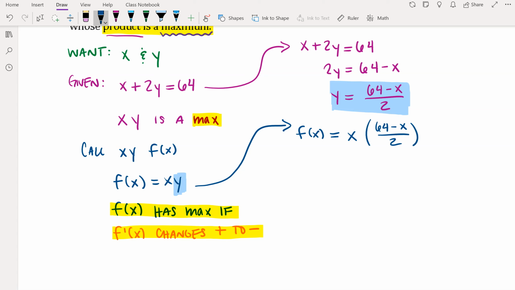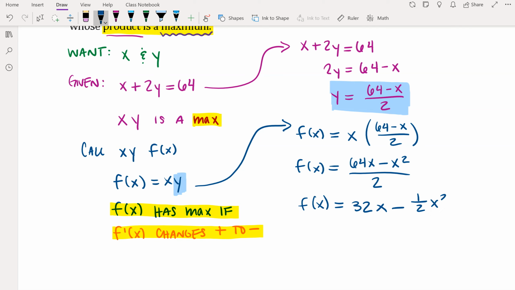Now, we know that we're going to need to take the derivative of f of x, so let's make that easier so that we don't have to use a product rule. Let's distribute that x. I'm just simplifying f of x. We get 64x minus x squared, that x distributes to the numerator, divided by 2. I can simplify this even more so that I don't have to use a quotient rule. f of x equals 64 divided by 2 is 32x minus 1/2 x squared. That's the same as x squared over 2.